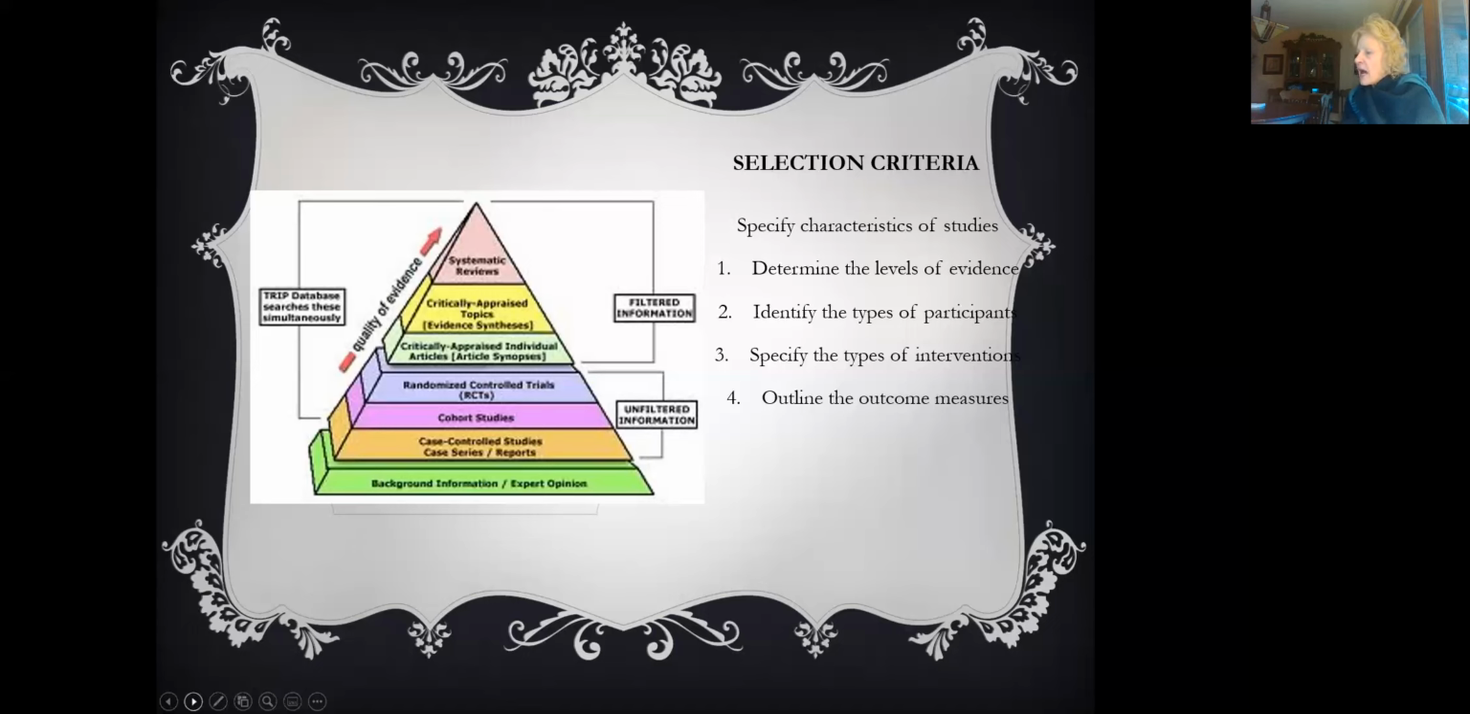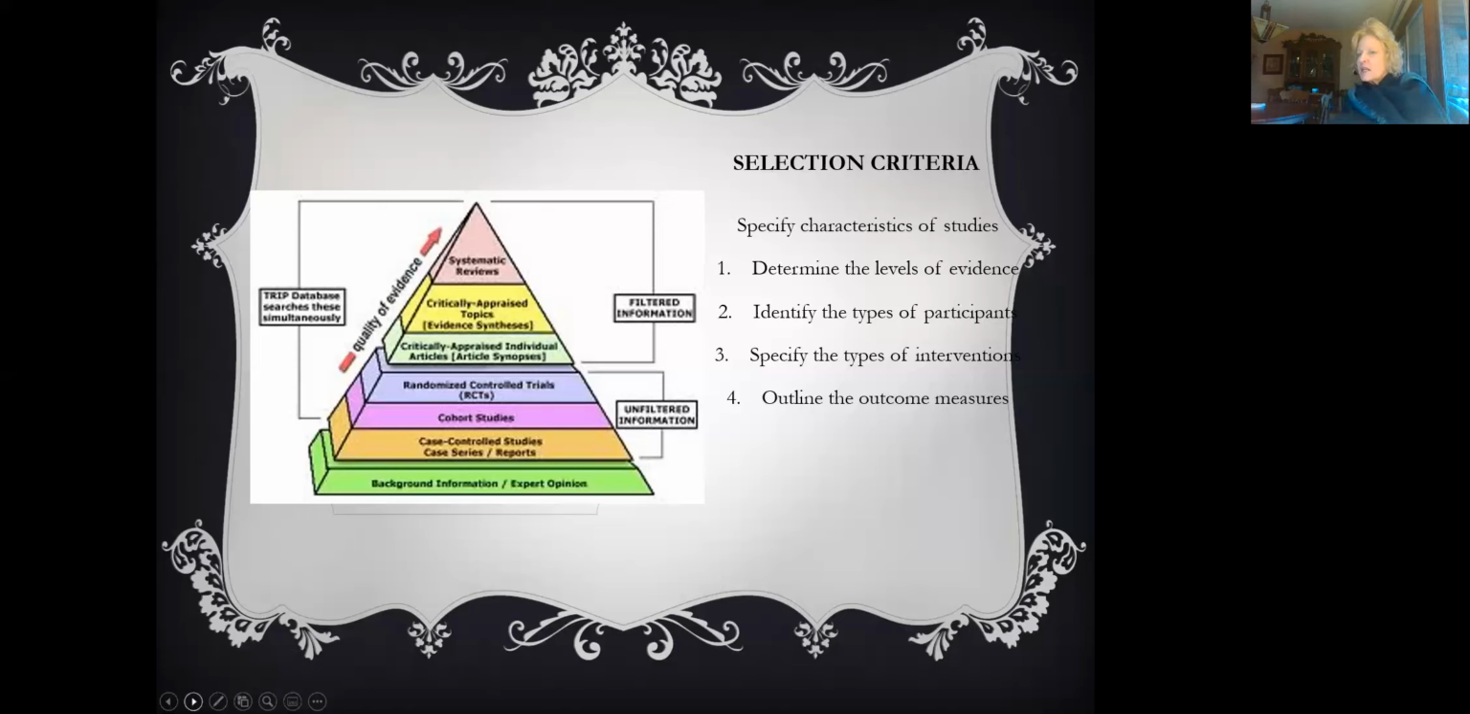You also want to identify the types of participants. So you can say, this has worked in this population. I'm not sure if it's going to work in my population, but I think there's enough evidence that we should give it a try. And then you also want to specify the types of intervention and outline the outcomes that they measured.